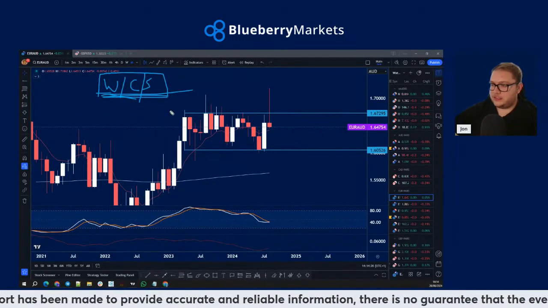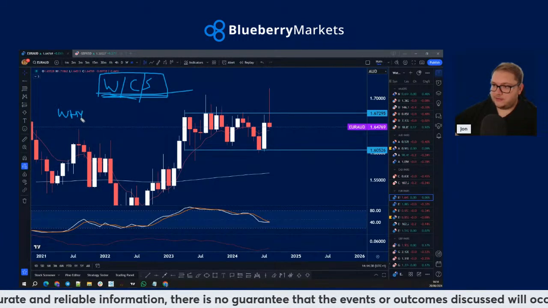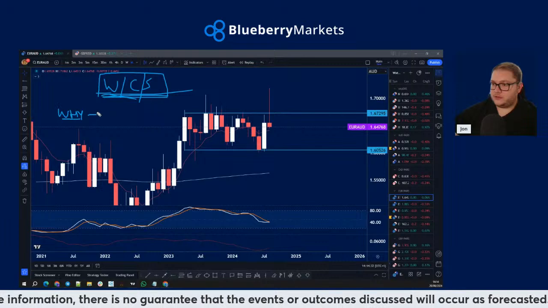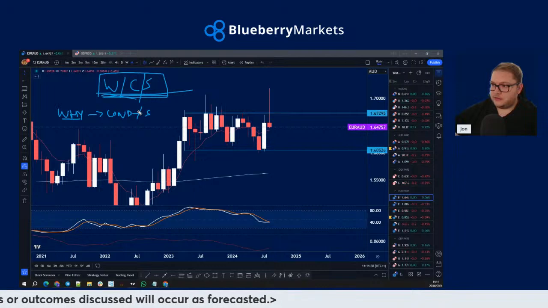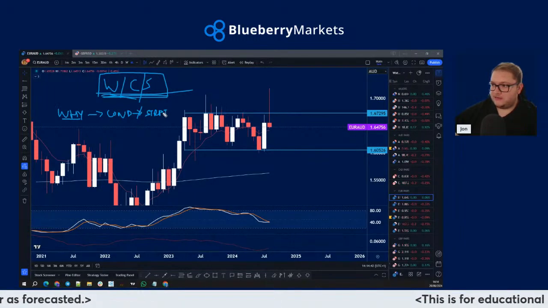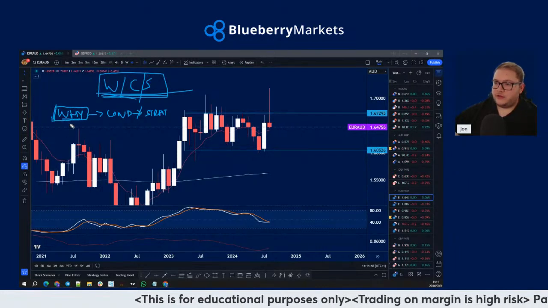But the WCS method is basically understanding why we want to be involved with a currency pair in the first place. And then it comes over to the conditions of that market. Okay, do we have the correct conditions? And then it comes down to strategy. Okay, what strategies can we apply to take advantage of those? Okay, so when it comes to why do you want to be involved with Euro Aussie?